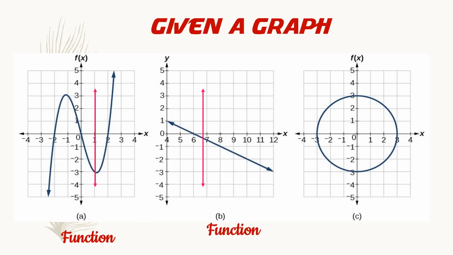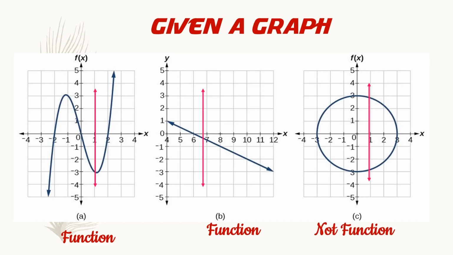For the last example, you have here letter C, a circle. At the beginning, when you draw a vertical line here, it will only intersect at one point, which is the point of tangency. But moving along, this vertical line will intersect the circle at most at 2 points. So the most number of points that it will intersect is 2. So this one is not a function.